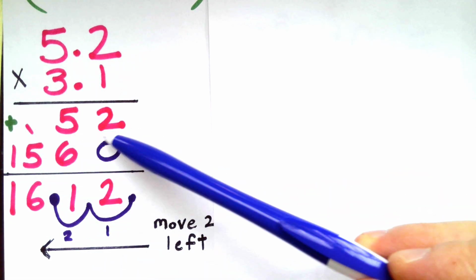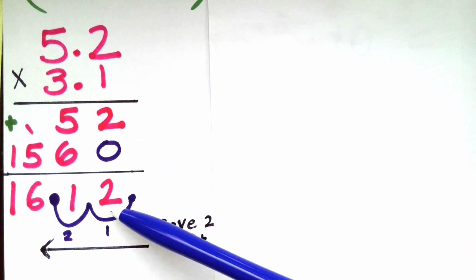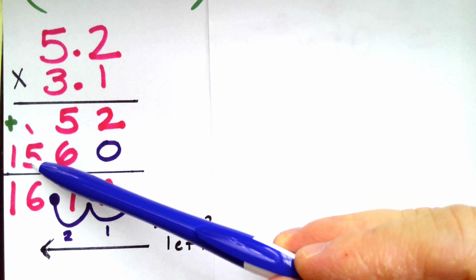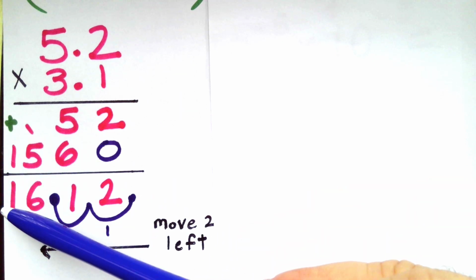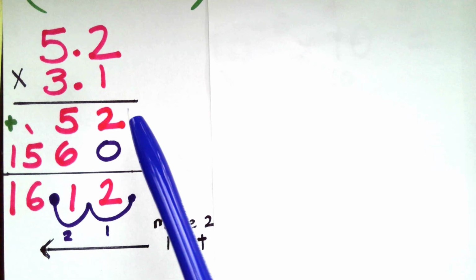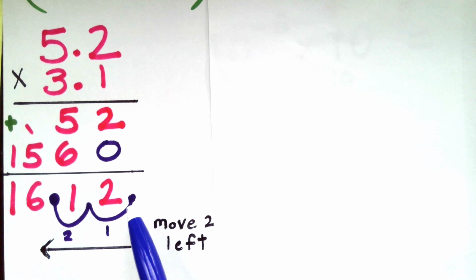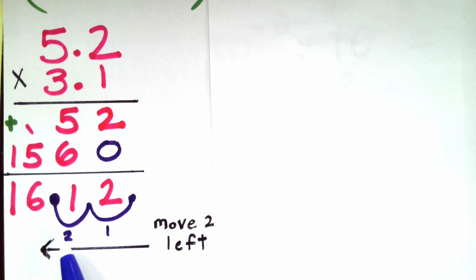Now I'm going to add these values together. 2 plus 0 is 2. 5 plus 6 is 11. I put the 1, I carry the 1. 5 plus 1 is 6. 1 plus 0 is 1. Now, remember, I have two digits to the right of the decimal, so in my answer I have to show, in this product, the invisible decimal, and then I move it 2 times to the left. I have a new coefficient of 16.12. So, what is step 2 in finding the product when you are multiplying with scientific notation?